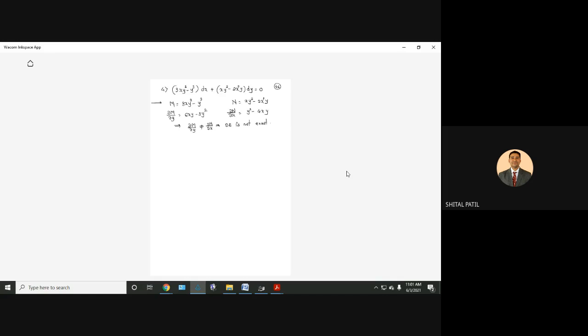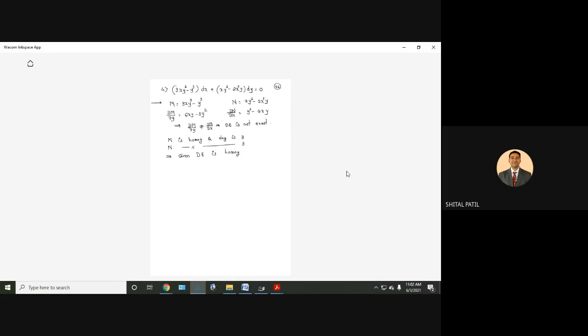So, is the differential equation homogeneous? Start with the first rule. What about m? Is m homogeneous? Yes, sir. And what is its degree? 3. What about n? n is also homogeneous. And what is its degree? 3 only. So what is the conclusion? The given differential equation is homogeneous.